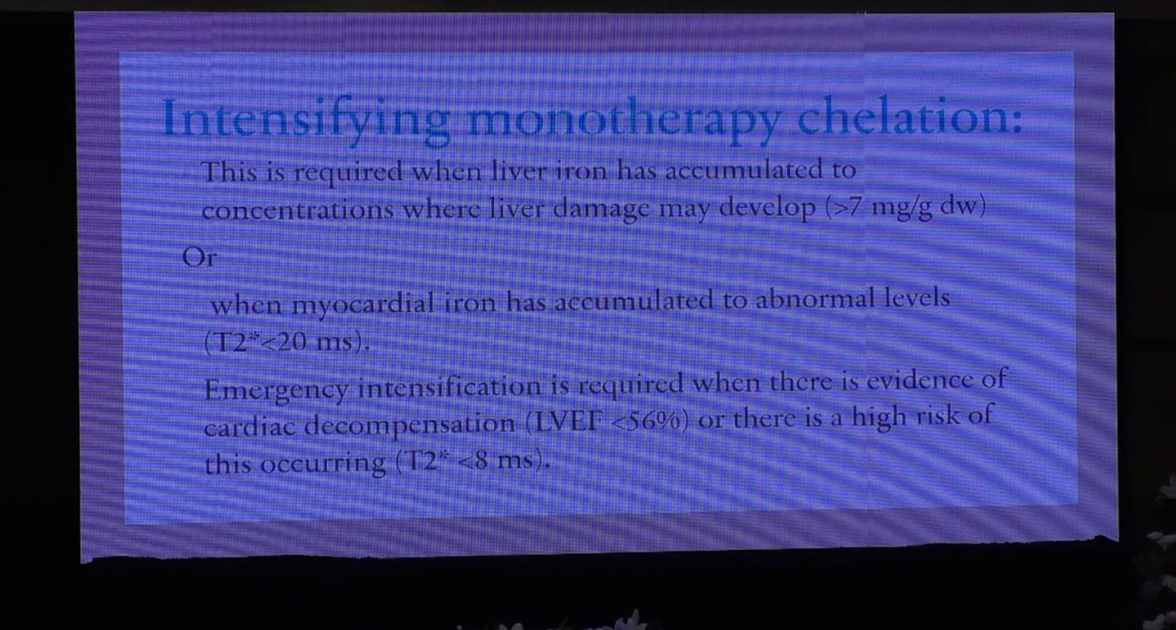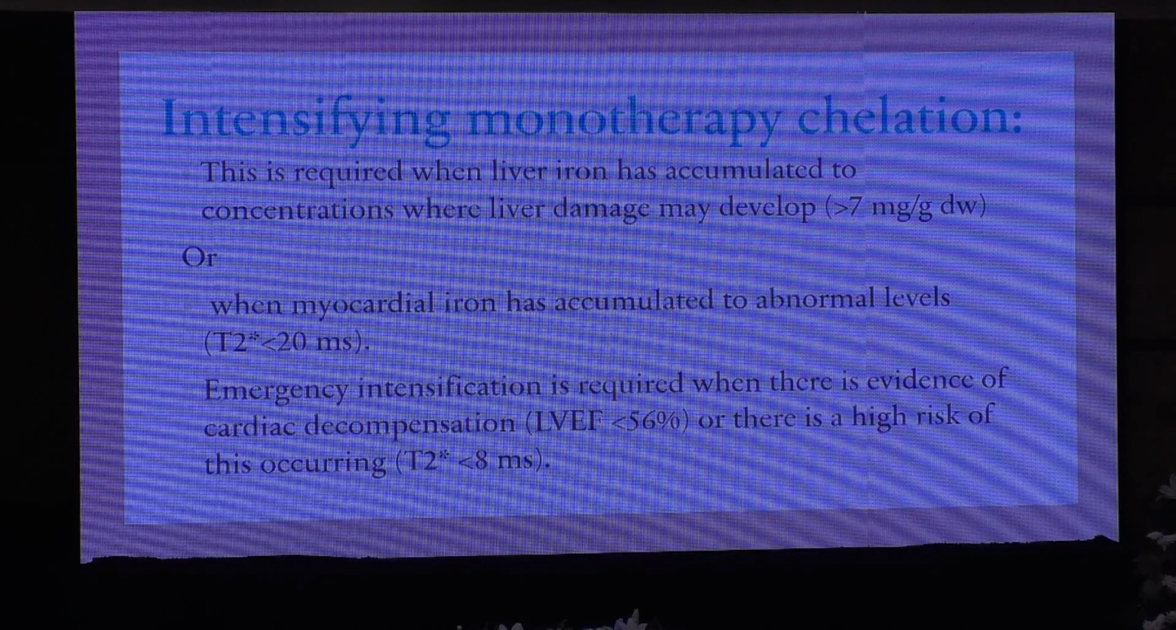Intensifying monotherapy chelation is required when liver iron has accumulated to a concentration where liver damage may develop, that's to say more than 7 milligram per gram dry weight, or when myocardial iron has accumulated to abnormal levels, T2 star less than 20 millisecond. Emergency intensification is required when there is evidence of cardiac decompensation, that is to say left ventricular ejection fraction less than 56%, or there is a higher risk of this occurrence, that is to say the T2 star is less than 8 milliseconds.